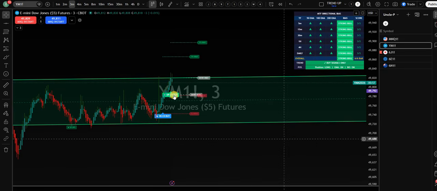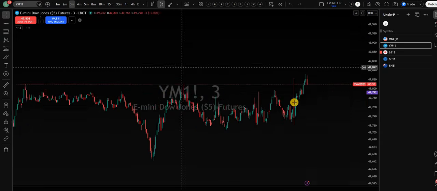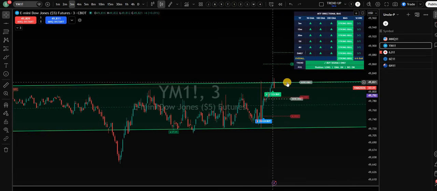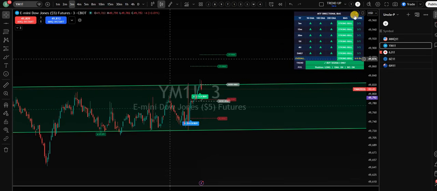All right, so we got another setup. And by the way, I'm using Heikin-Ashi candles, but you can switch to regular candles if you want to. And you can see the first candle closed. That's why this one opened up. Everything is green.